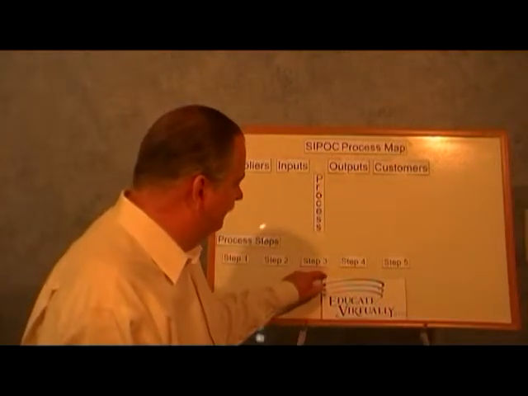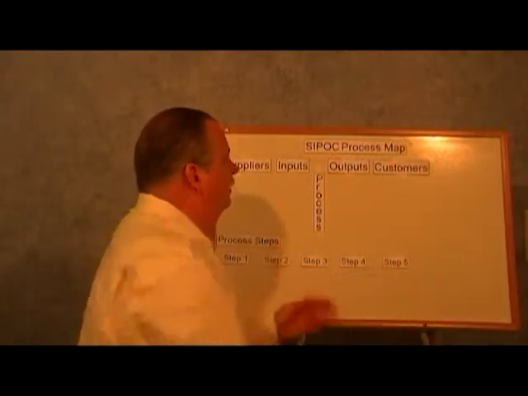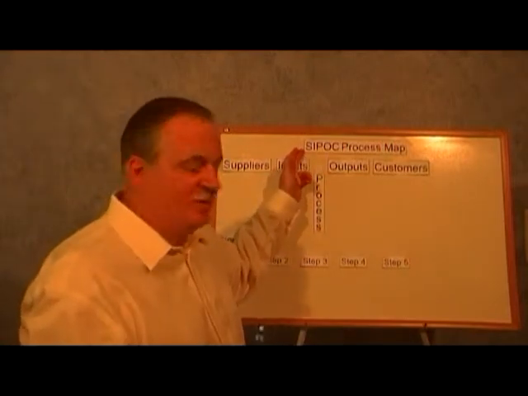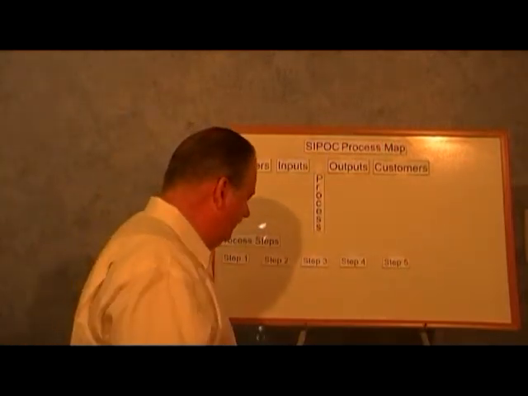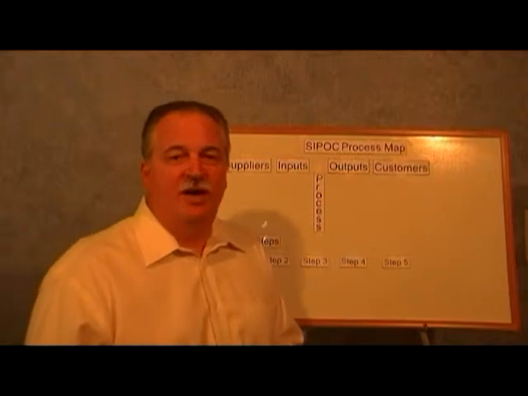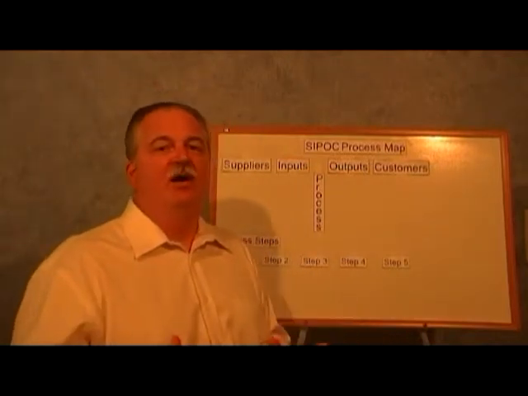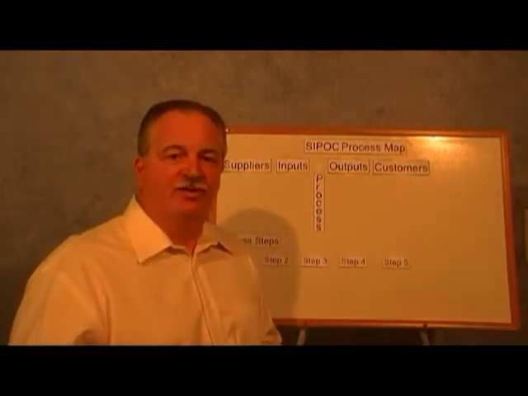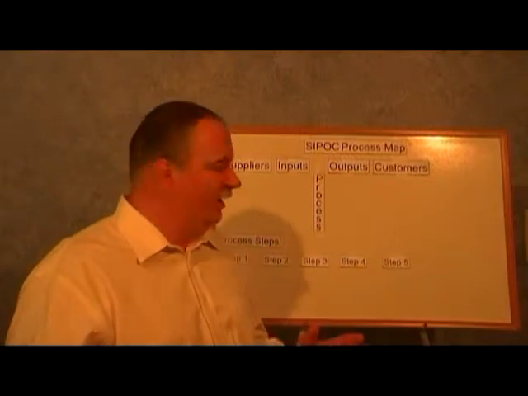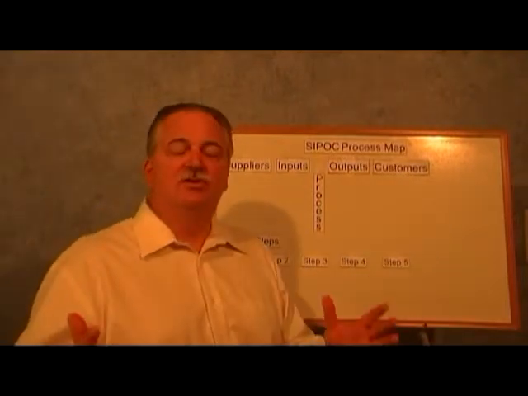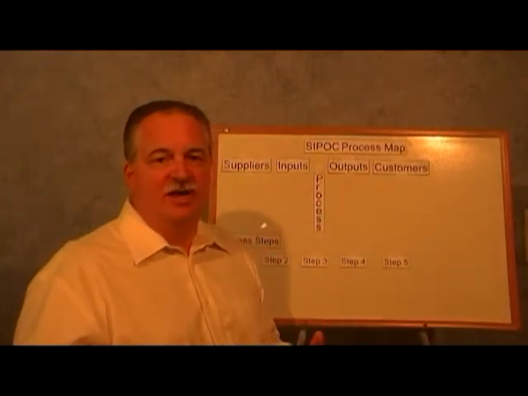We're going to cover the SIPOC Process Map. The SIPOC Process Map is a way to put the bounds around an improvement project. It defines the beginning and the end and the scope of the improvement project that you're tackling.